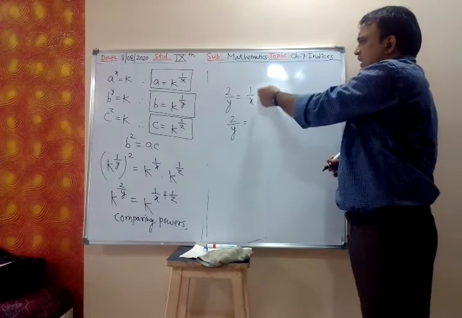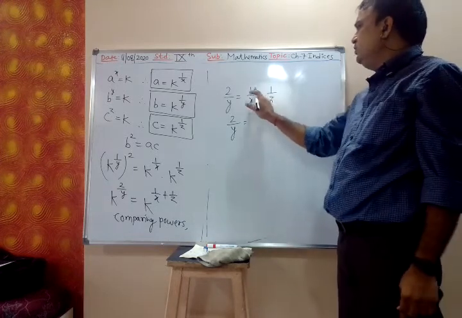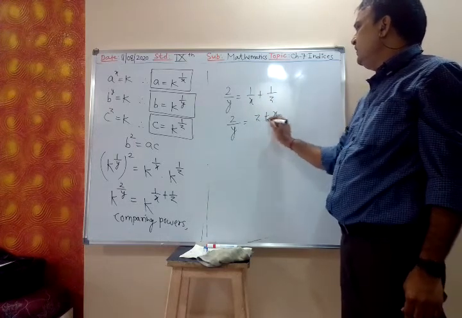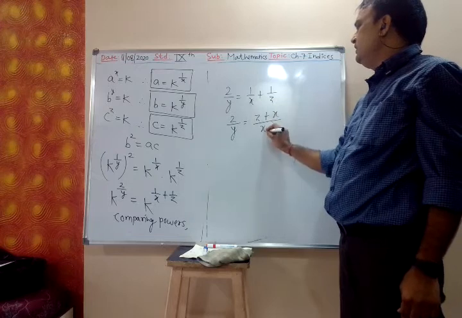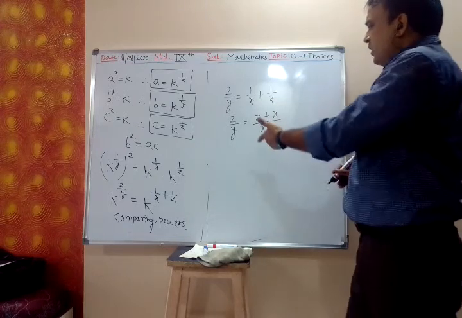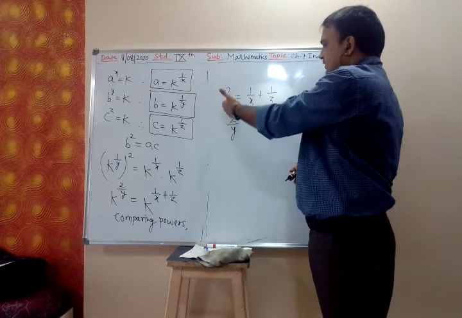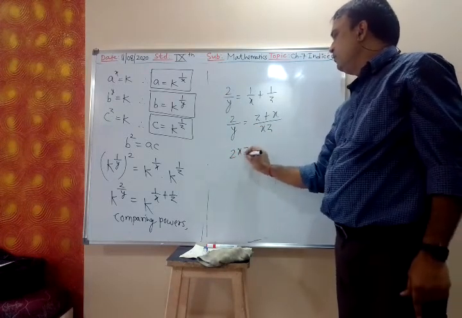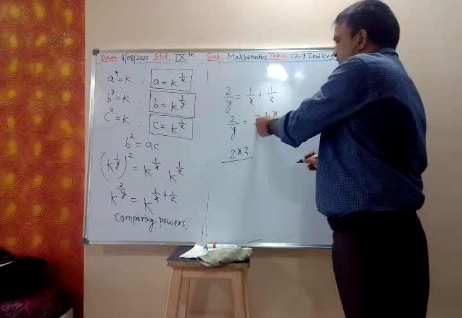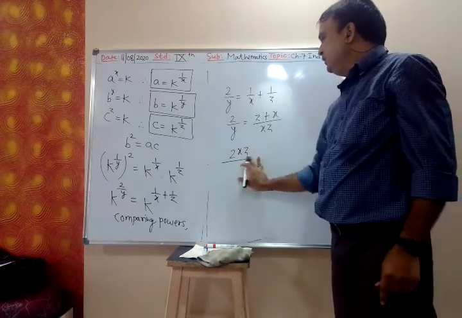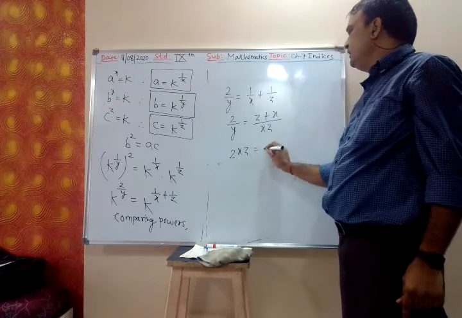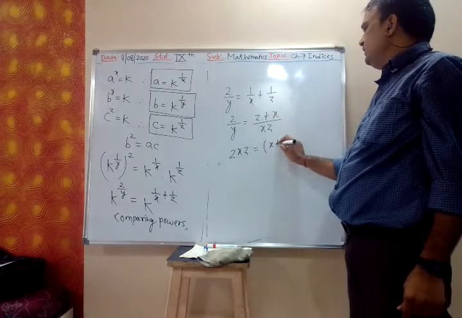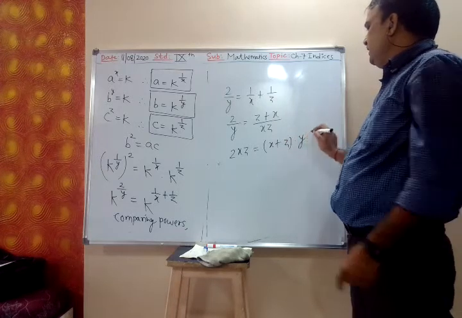Now this I will simplify. z into 1 plus x into 1 upon x into z, xz. So this xz I will take up, cross multiply. So 2xz upon this x plus z I will take in the denominator. 2xz, let me write one more step. 2xz is equal to z plus x, which is same as x plus z, into y.